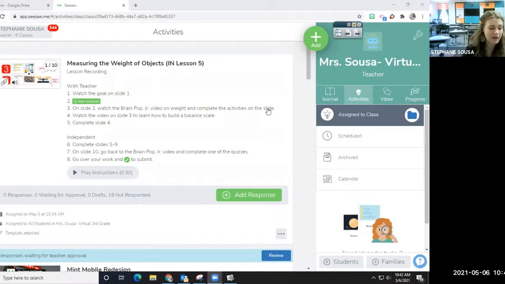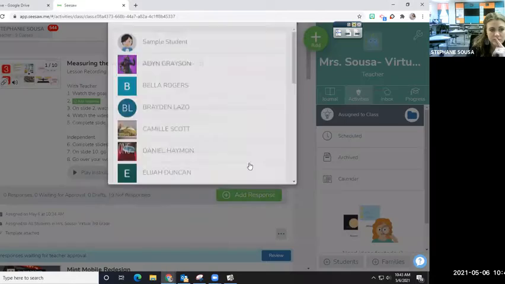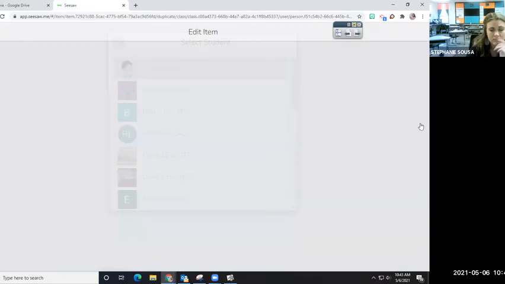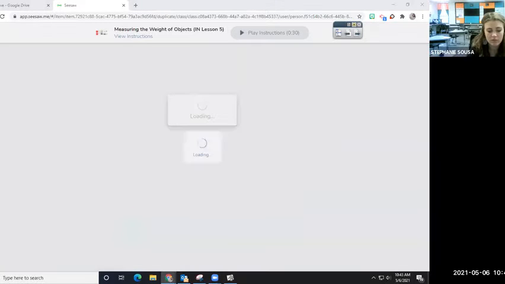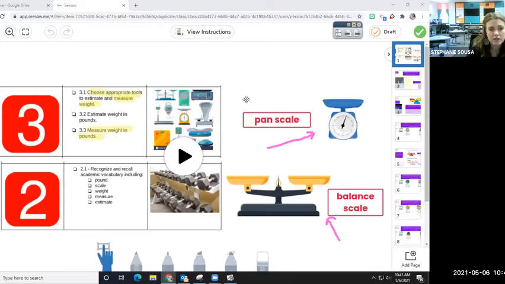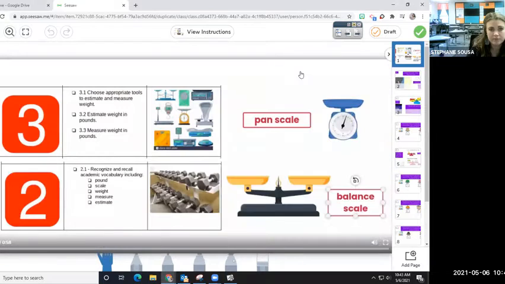If you would, please hop to your activities. The activity is called, I apologize, Measuring the weight of objects, Indiana lesson 5. Go ahead and click on that add response. And you're going to see our goal. Here is our goal for today.